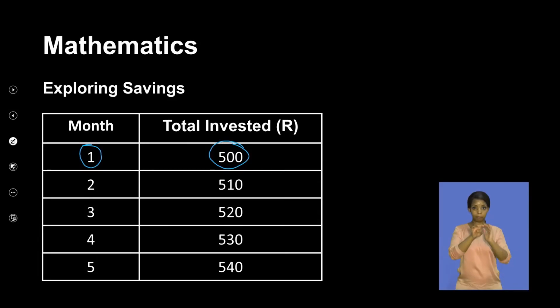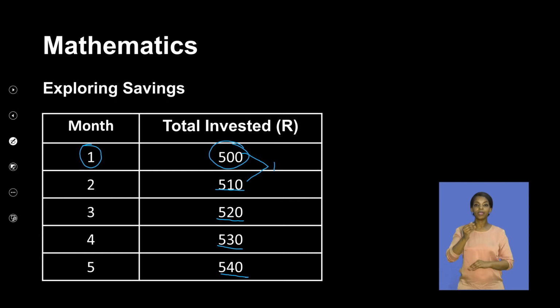So first month, the person saves 500 rands. Second month, they save 510 rands. Remember our question that we always ask ourselves: is there growth? Is there change from one month to the next month? Third month, the person saves 520. Is there growth? Is there change? Fourth month, 530. Is there change? Is there growth? 540. Is there change? Is there growth? So that's what we need to look at.